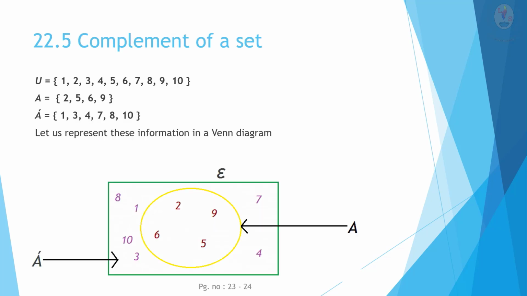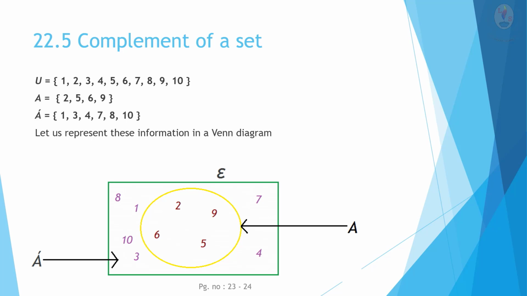22.5 Complement of a set. Let me explain this one also with examples. Can you see there are three sets? First one is the universal set. It includes the elements from number 1 to 10. And the second set is set A, which includes 2, 5, 6 and 9. Can you see there's another set which is known as A dash. It includes 1, 3, 4, 7, 8 and 10. A dash is the set of elements which belong to the universal set but not to A. Therefore, the whole region in the Venn diagram which does not belong to A belongs to A dash.